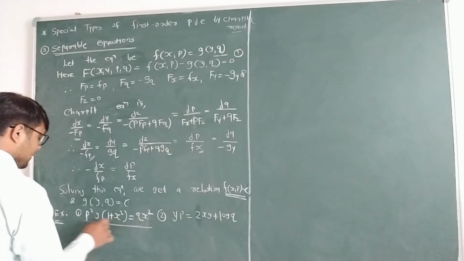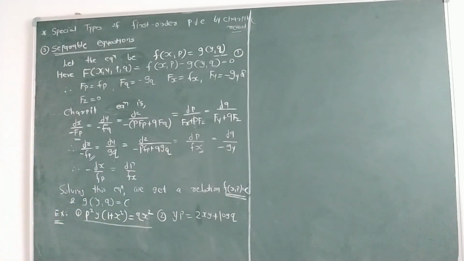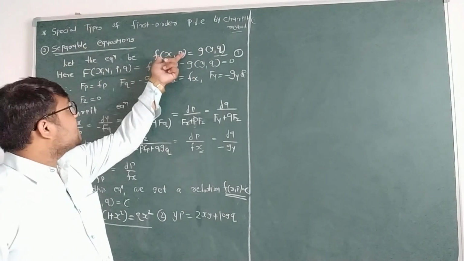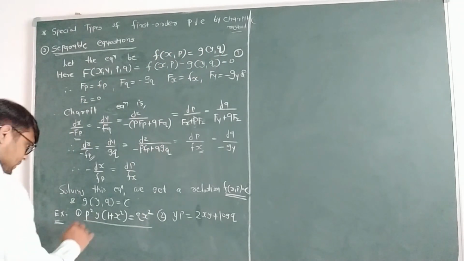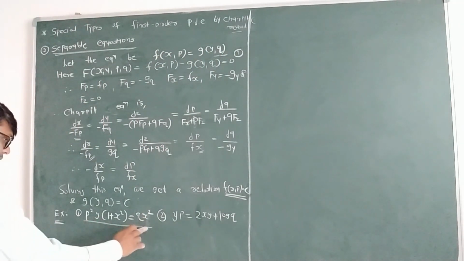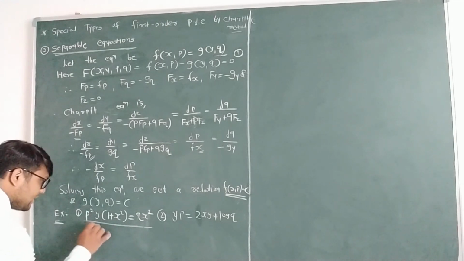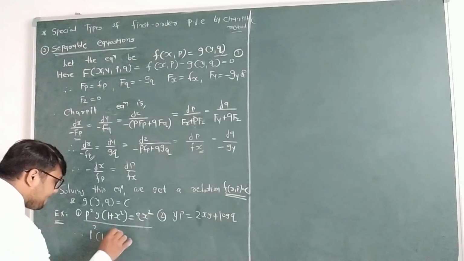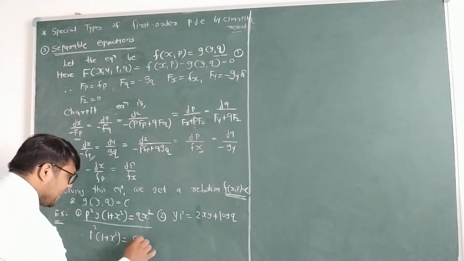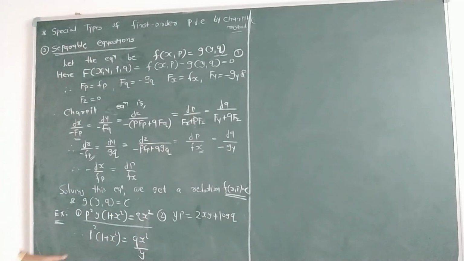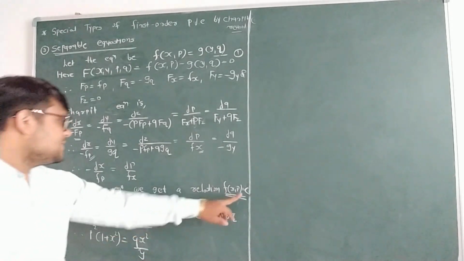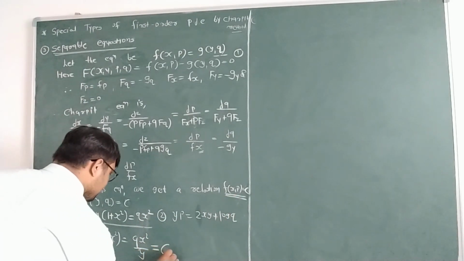So here you can see that the dependent variable z is absent. So we can convert this equation into this form, that is, one side is a function of x and p and the other side is a function of y and q. If I divide by y on both sides, we get p square into 1 plus x square equals q x square over y. So this is equal to some constant c by this relation.